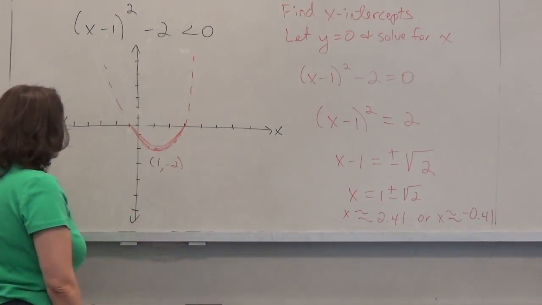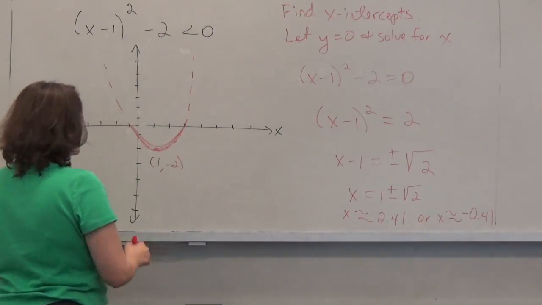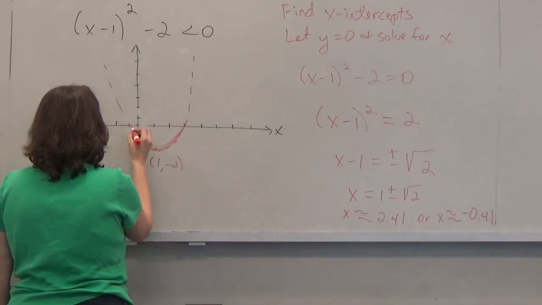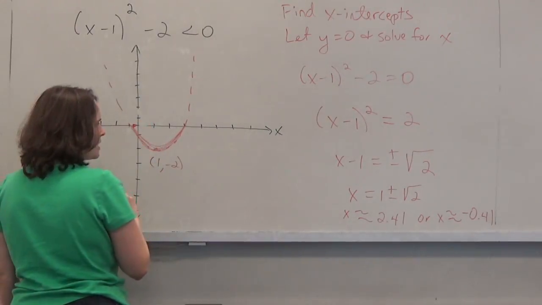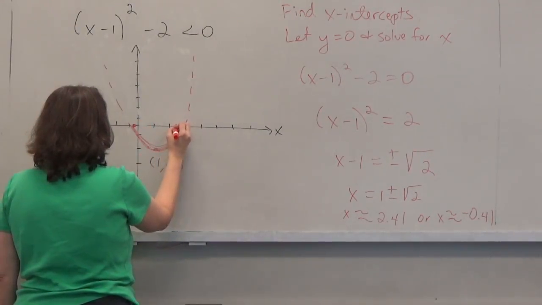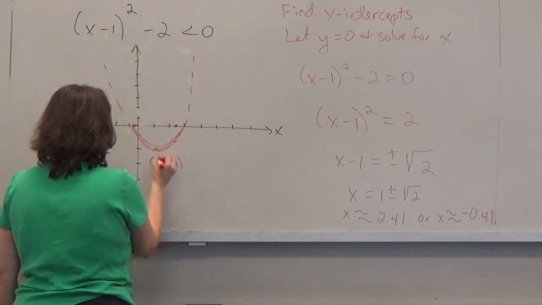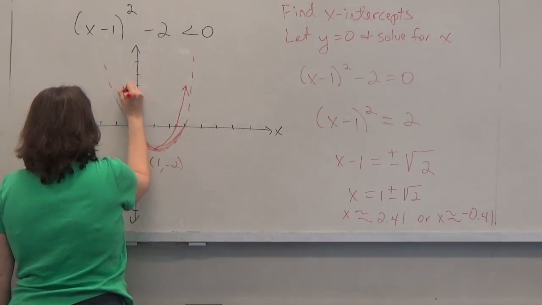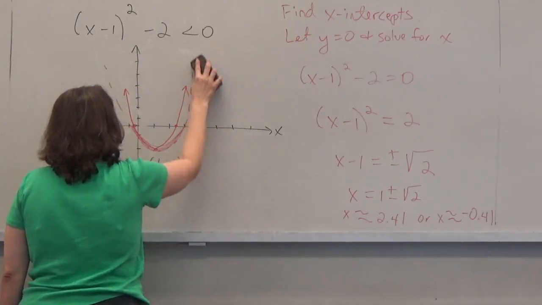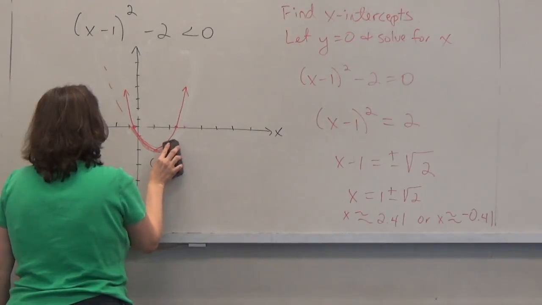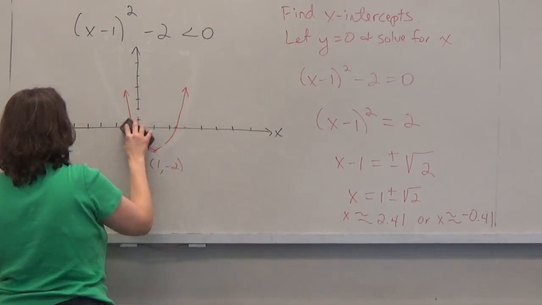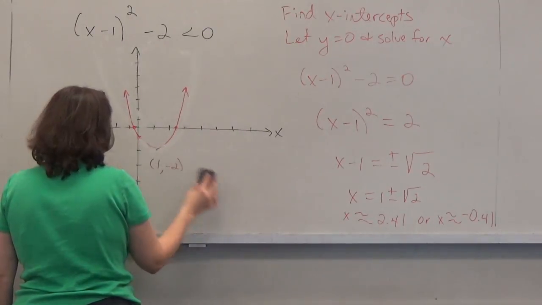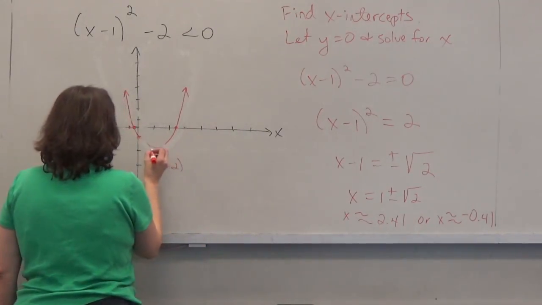Now, did I get that about right? Nope, I'm way off. So I can draw this a little bit more accurately now. Negative 0.41 is about right here, and 2.41 is about right here. I'm not too far off. So my graph looks like this, and I'm ready to give my answer. I'm going to be using interval notation to give my answer.